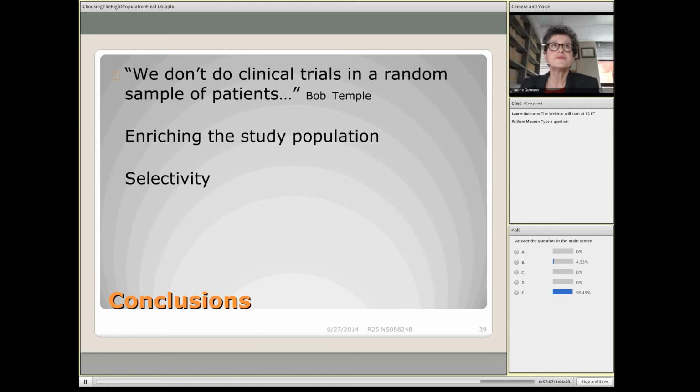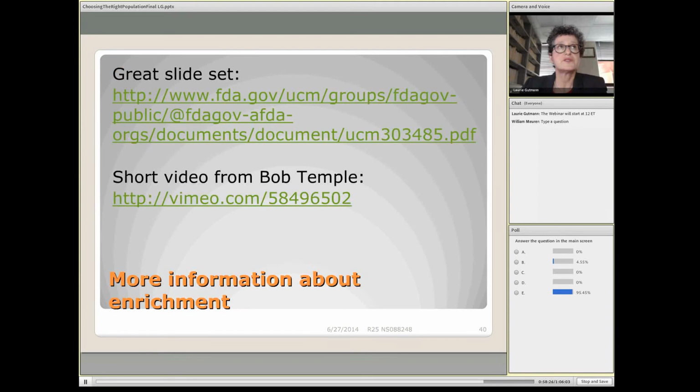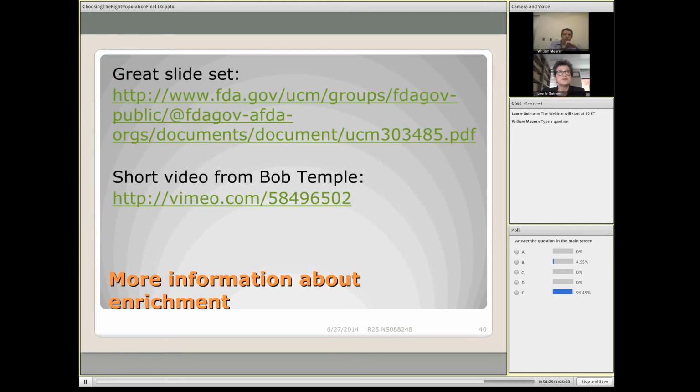So in conclusion, to go back to the Bob Temple quote, we don't do clinical trials in a random sample of patients. I think that's probably one of the most important take-home messages and rounds it up in the most basic way. We hope that the webinars helped you consider specific issues in enriching your study population and the importance of considering selection criteria. You can look at these slide sets if you get a chance. There's also a short video from Bob Temple if you want more information on enrichment, and these are quite useful.